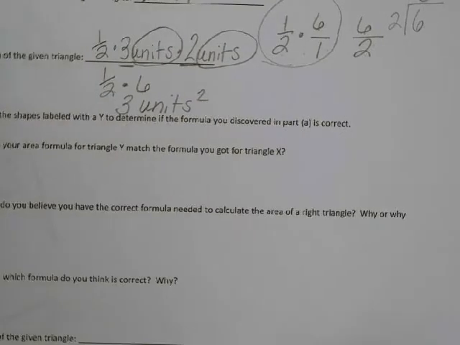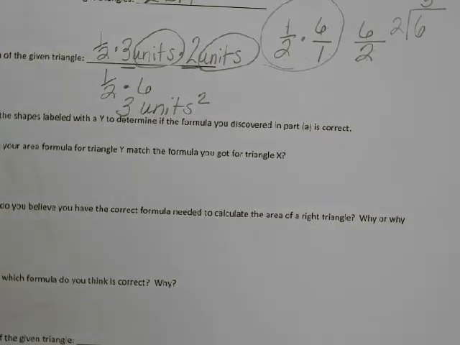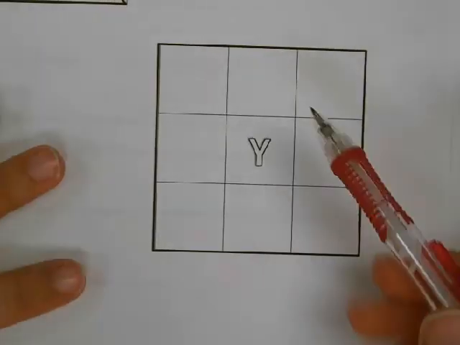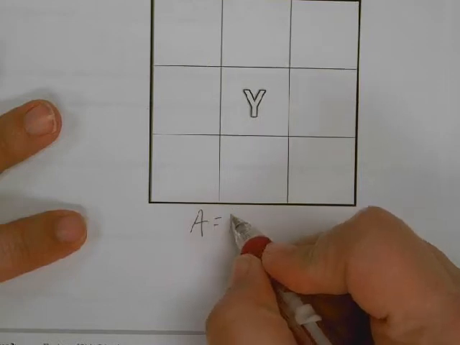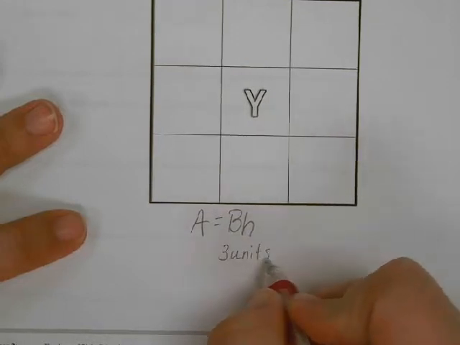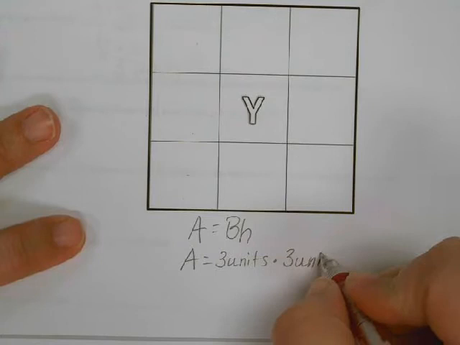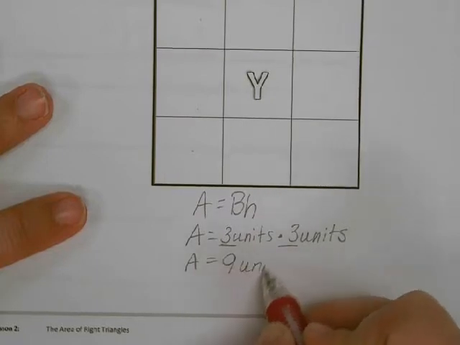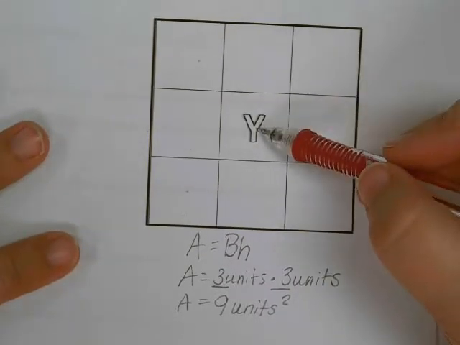Next, it says, use the shapes labeled with a Y to determine if the formula you discovered is correct. So now I need this other one here. First I have to figure out my area of Y. Area, remember, is base times height. So my base is 1, 2, 3 units, times my height, which is 1, 2, 3 units. So my area is 3 times 3, which is 9 units squared. And if I went back and counted all the squares, you would see that there were 9 squares.